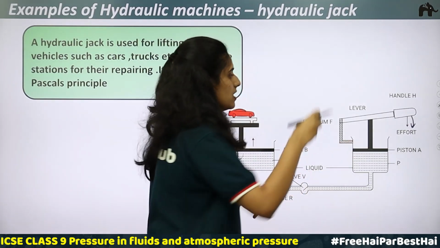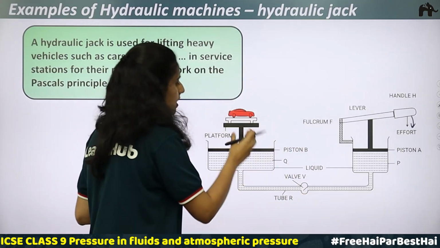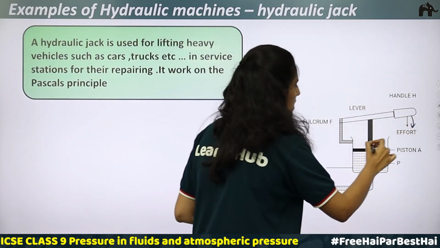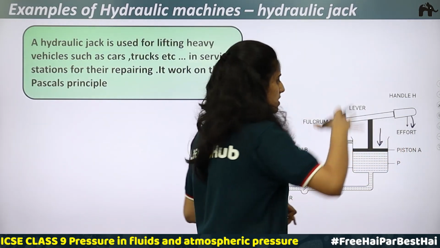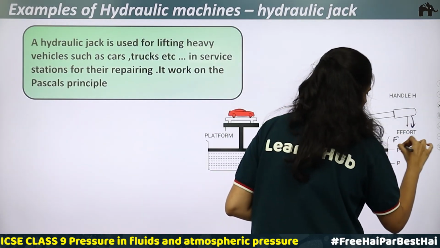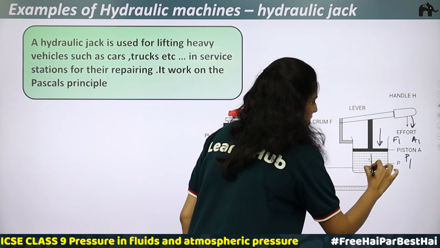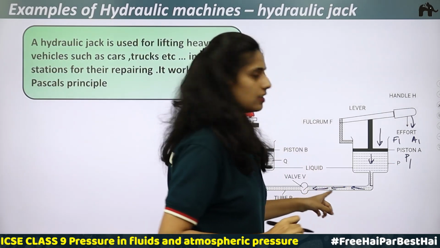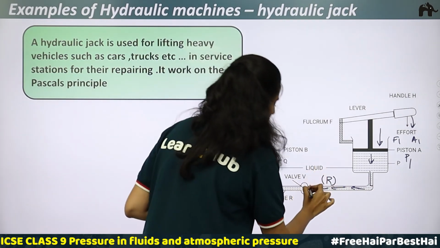So what is the principle? A small force applied on a small area will create a large force on a large area. Same principle. Here we are lowering the handle. When you lower the handle, the piston A will go down. There is a force created on this area. Let's say force F1 acting on area A1, pressure P1 is created. This pressure P1 gets transmitted through this liquid. It enters a connecting tube R, and this connecting tube R reaches a valve V.